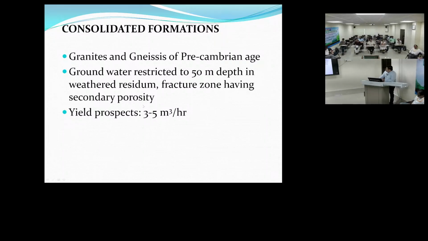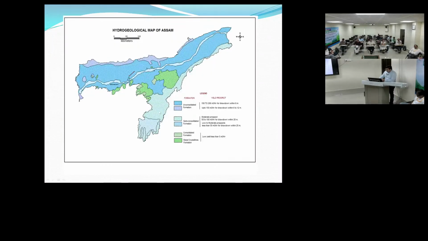Consolidated formations you can find here in Mikir Hills, Kamrup, Goalpara and all those areas. In granite and gneiss of Precambrian age, groundwater is restricted to a depth of 50 meters, in weathered or valley portions, where you can find fractures having secondary porosity. Yield prospect is 3 to 5 meter cube per hour. So this is the hydrogeological setup of Assam.